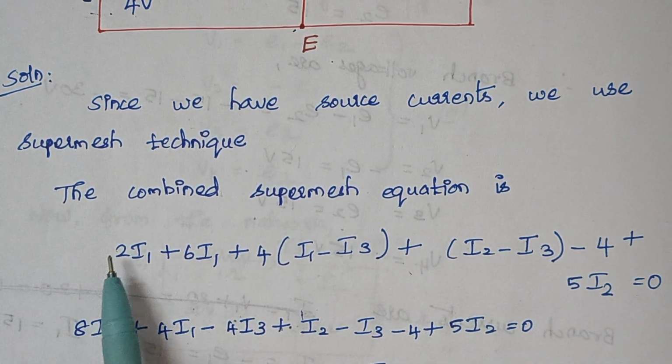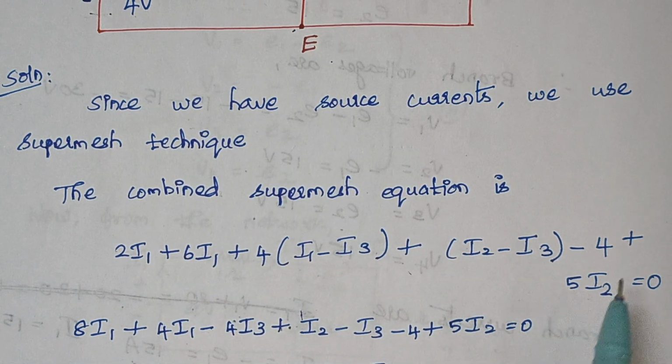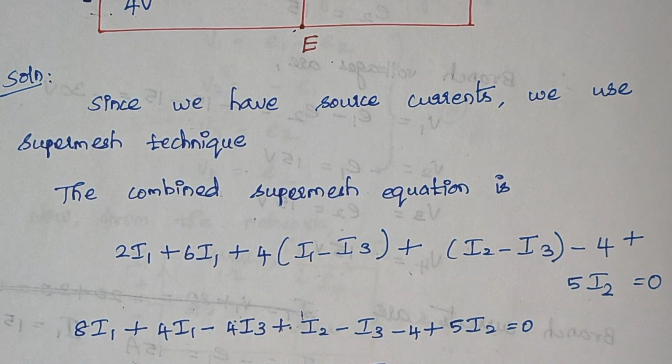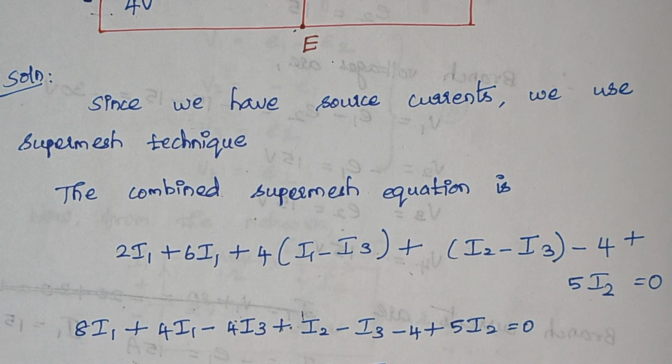That is 1, 2, 3, 4, 5. These 5 things are voltage drops and this 4 is a voltage rise. So this is as per Kirchhoff's voltage law. Now this is fine, right? Now we are going to simplify this equation.